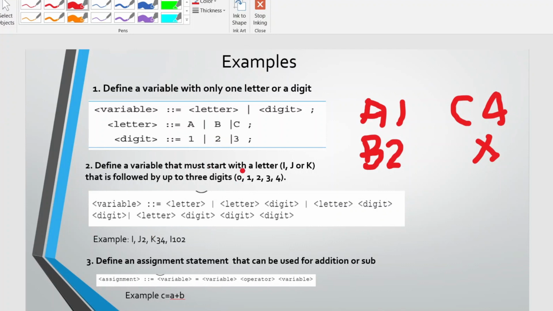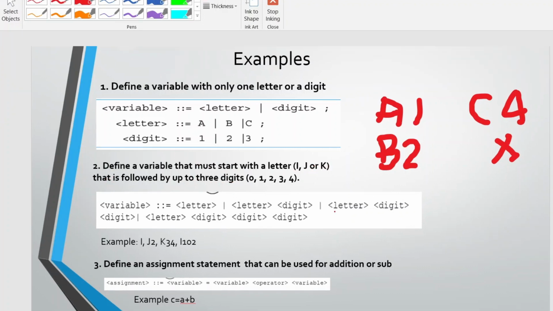Okay, now see the next question. Define a variable that must start with the letter I, J, or K, that is followed by up to 3 digits after the letter. The first will always be a letter. So here one letter, one digit, one letter, and it can have 2 digits, and then one letter and up to 3 digits, right? So we can write either only one letter I, then one letter and one digit, one letter and 2 digits, and one letter and 3 digits. I hope it is clear. Now let's go to the next example.